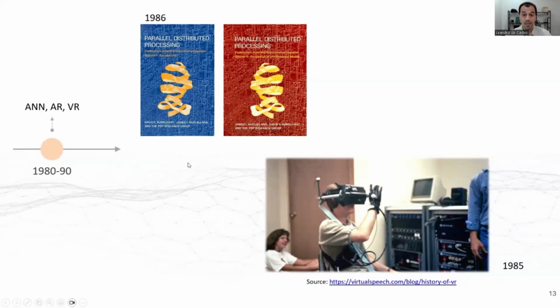Then, in the 80s, some interesting developments occurred. I want to bring to your attention the publication of the two volumes called Parallel Distributed Processing. They were published by Rumelhart and collaborators. These were edited volumes that brought together a number of works which were very important for the development mainly of artificial neural networks, but also for artificial intelligence as a whole.